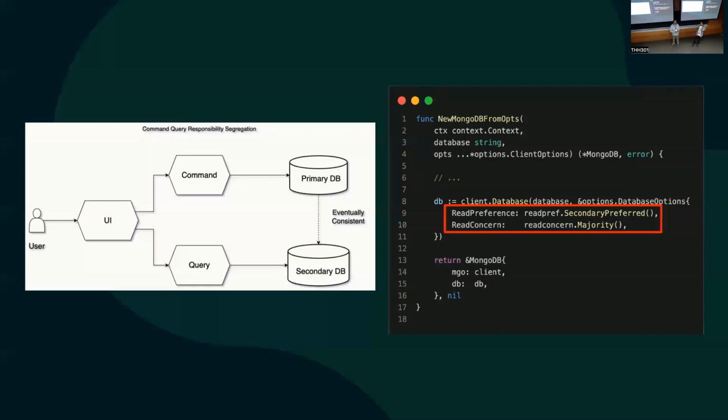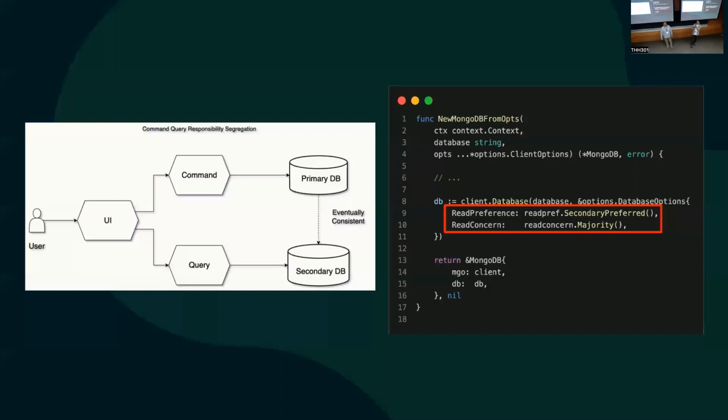This one is really quick. You can see secondary preferred, not secondary. This is something we realized in production. We were deploying a cluster which had a secondary instance at the time, and instead of saying secondary preferred, we just said secondary. And we had an infrastructure bug where it ended up downsizing the cluster and we didn't have any secondaries at all.